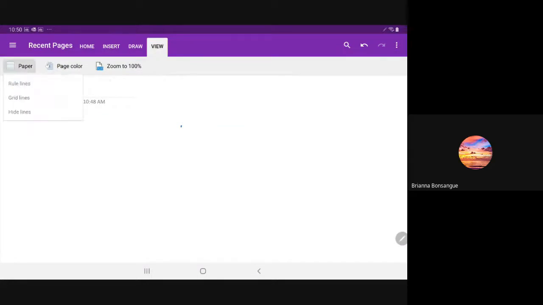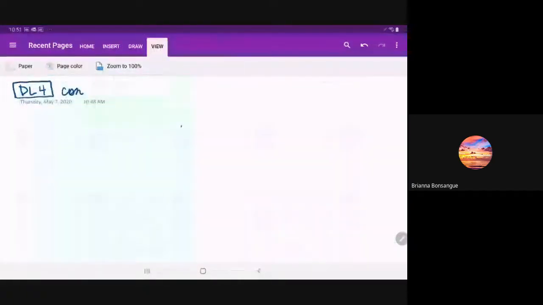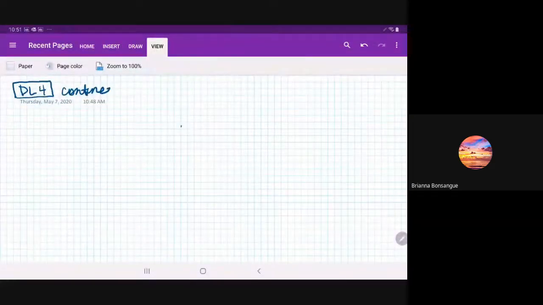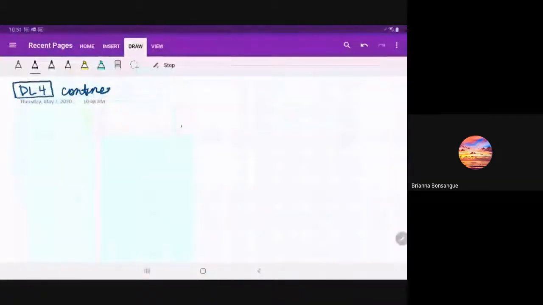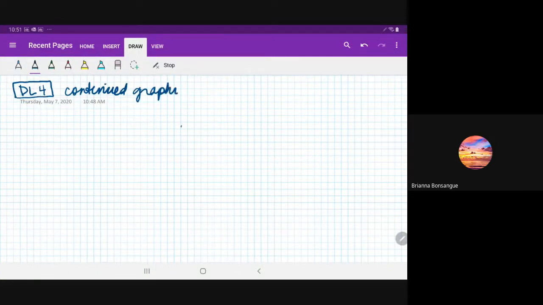I'm going to put graph paper, so make sure you have your notes so you can do this. This is going to be a continued graphing of radicals.